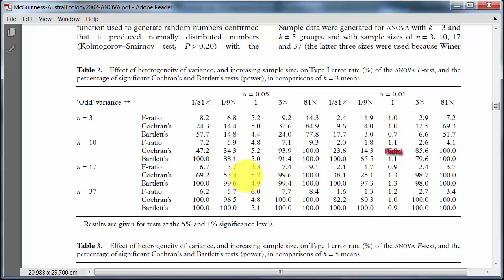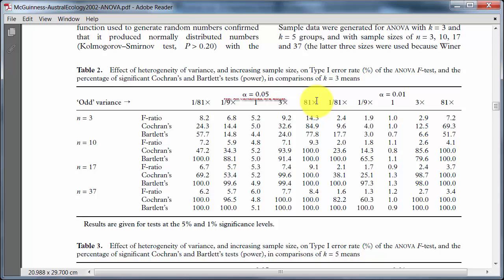What about Cochran's test and Bartlett's test? Well, first thing here, 1 over 81 means one of the variances was very small and the others were equal. We go through, as I said, to the case where they were all equal, and then one variance was 3 times the others, and then one variance was 81 times the others.